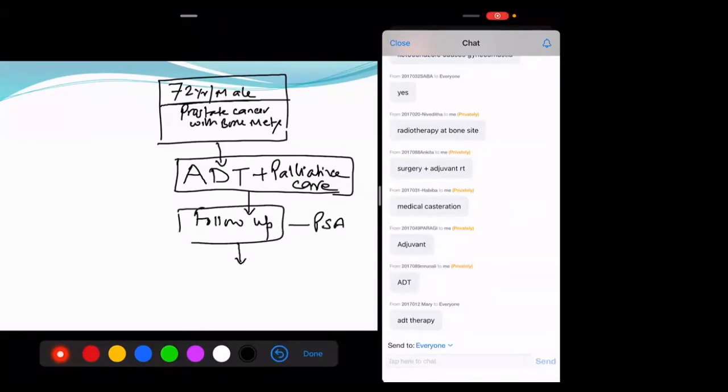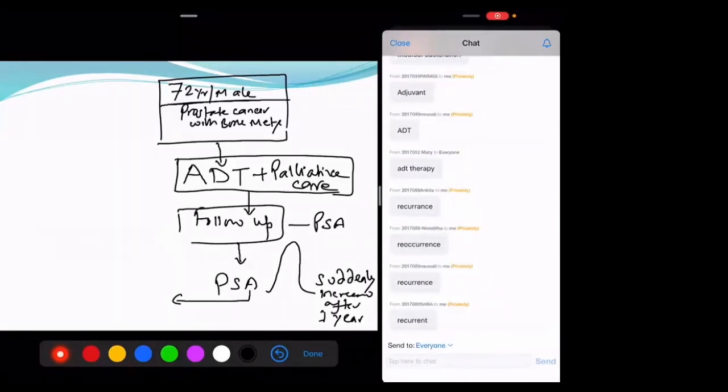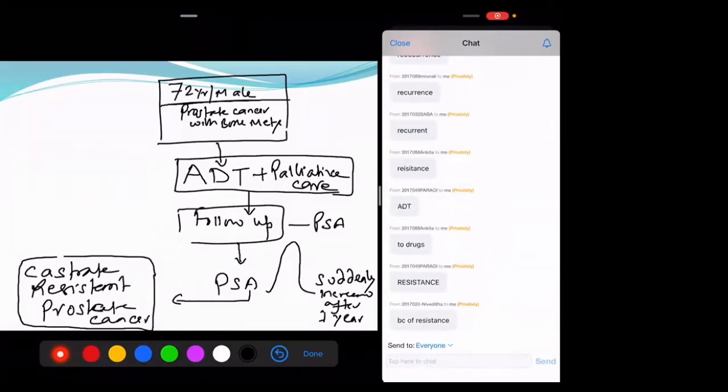Initially, PSA was very low, but suddenly you find the PSA has increased. After a few years, what happened? You're right, recurrence. Why recurrence? Because of resistance to the drug. So when this happens, we give a term known as castrate resistant prostate cancer, or you can say hormone resistant prostate cancer.